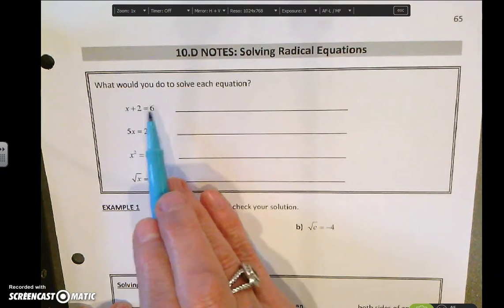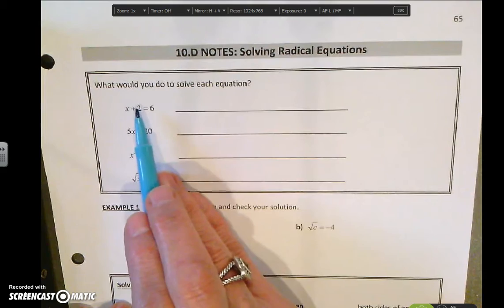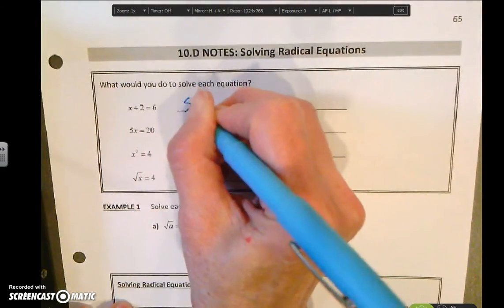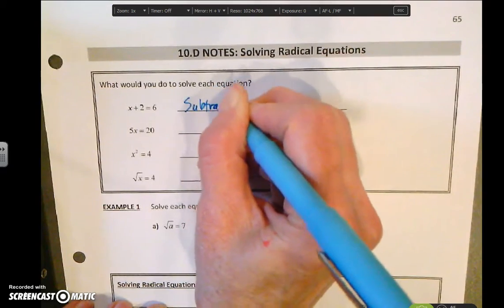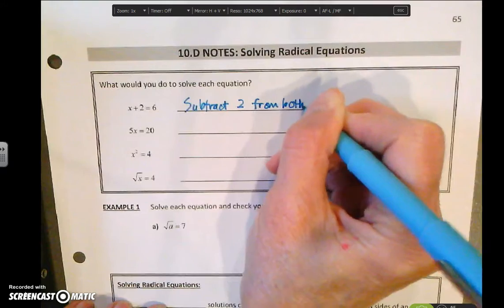So to solve x plus 2 is equal to 6, because it's plus 2, to undo it, we're going to do its inverse, which is subtract 2 from both sides. So I'm going to put subtract 2 from both sides.